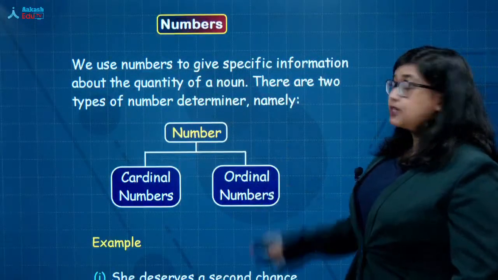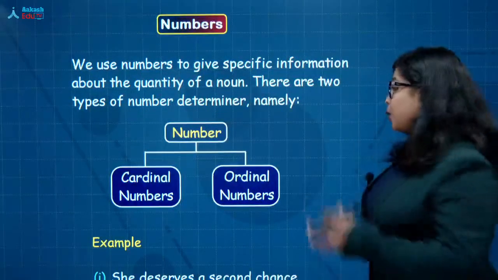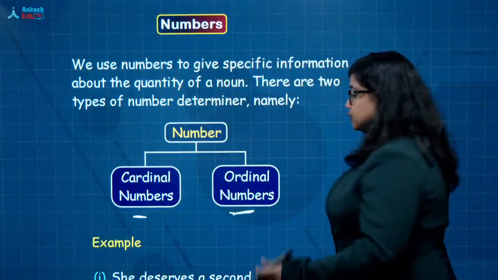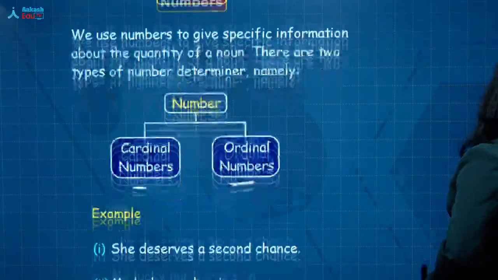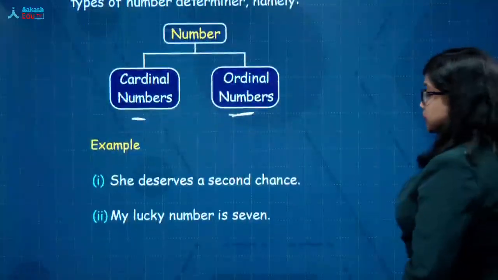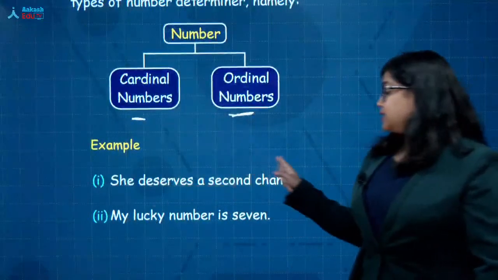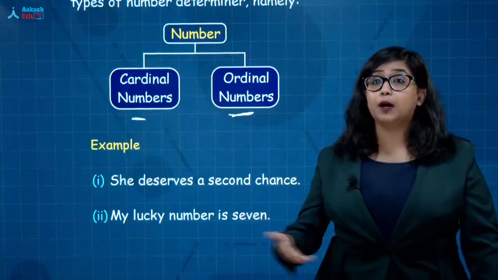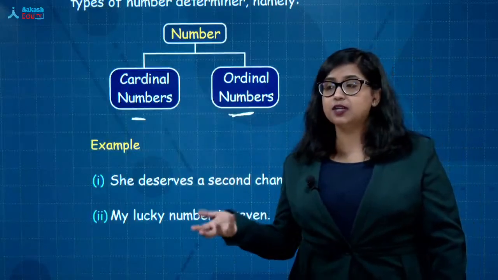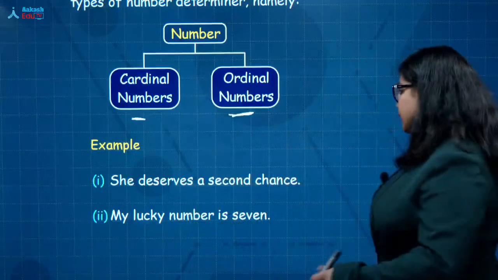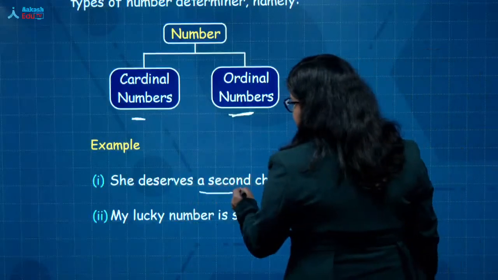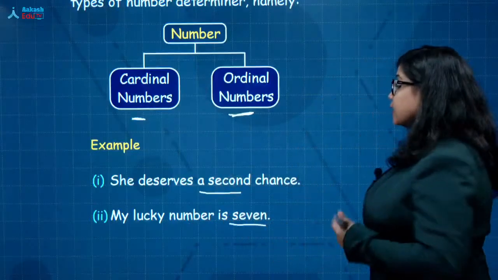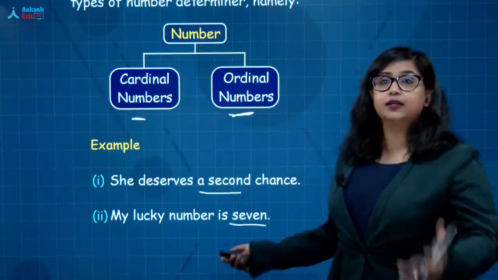There are 2 types of numbers when it comes to determiners. Numbers can be divided into 2 different parts. One is your cardinal number and the other is your ordinal number. Let us look at some examples. She deserves a second chance. When I say a second chance, I am talking about the number specifically. What is the chance? This is the second chance. So this is a specific quantity. My lucky number is 7. So this again is a specific number.